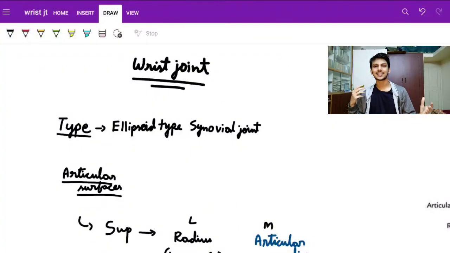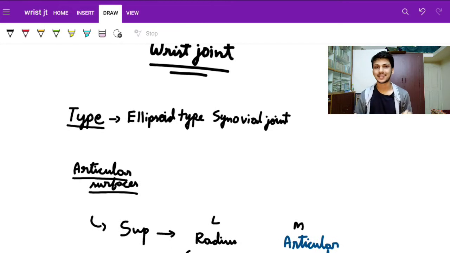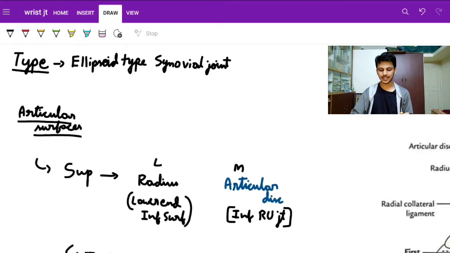This is Ulas. Today we'll study the wrist joint. Okay guys, let's start. What is the wrist joint? The wrist joint is an ellipsoid type of synovial joint between the forearm and the hand, the distal forearm and the proximal part of the hand basically. It is between the carpal bones and the radius and ulna. So we'll study that now.